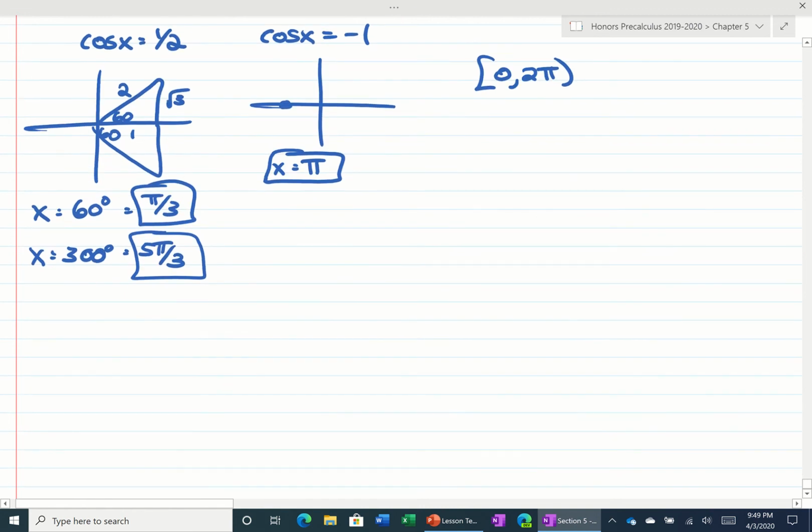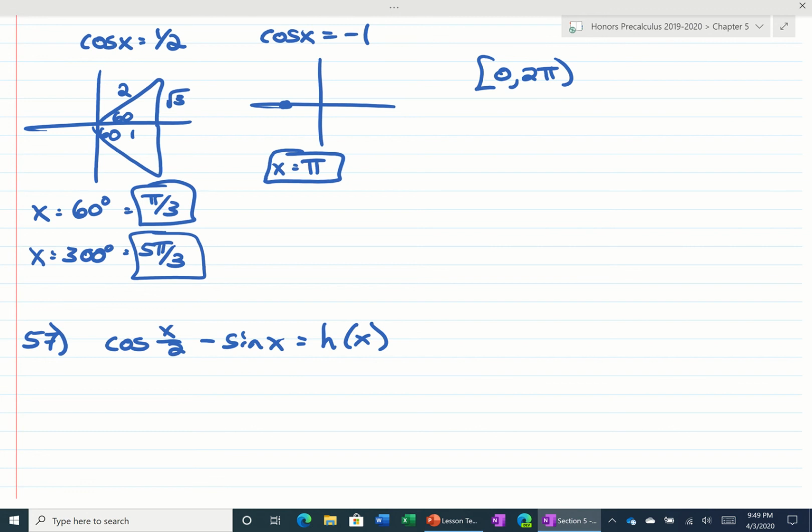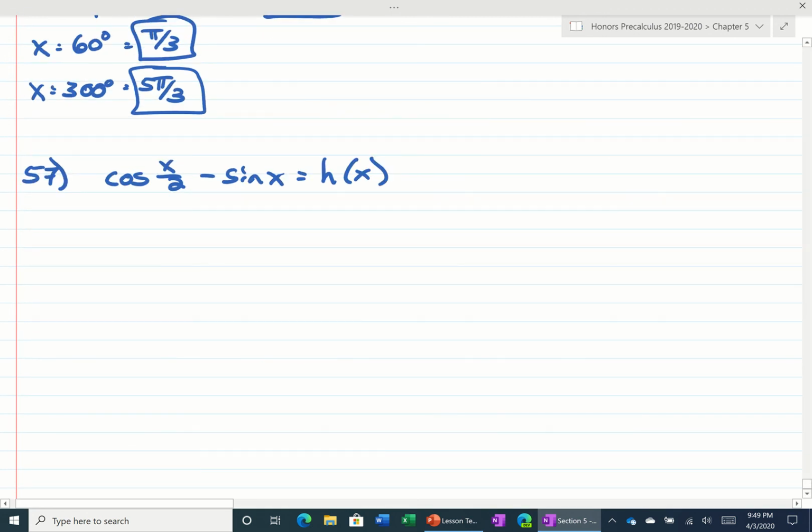All right, one more problem. Let's take a look at number 57. For 57, we're going to be finding the cosine of x over 2 minus the sine of x. That's equal to the function h of x, and we want to find the zeros for this. Not a big deal. Zeros mean we make h of x equal to 0. And then the formula for cosine is plus or minus the square root of 1 plus the cosine of x over 2, minus the sine of x. So let's get the radical by itself so we could square both sides and get rid of it.